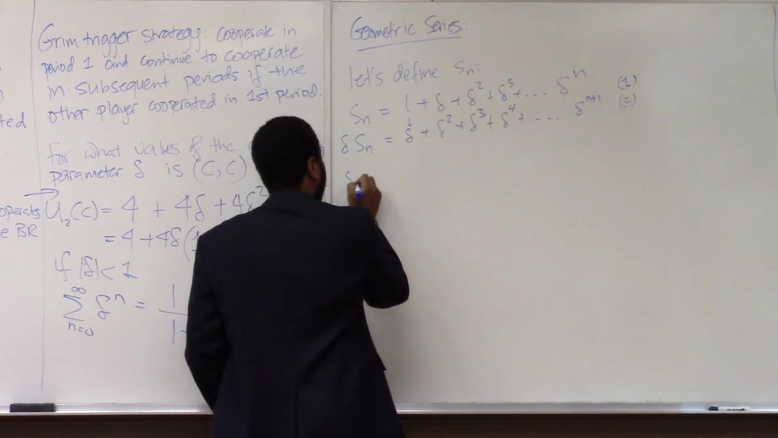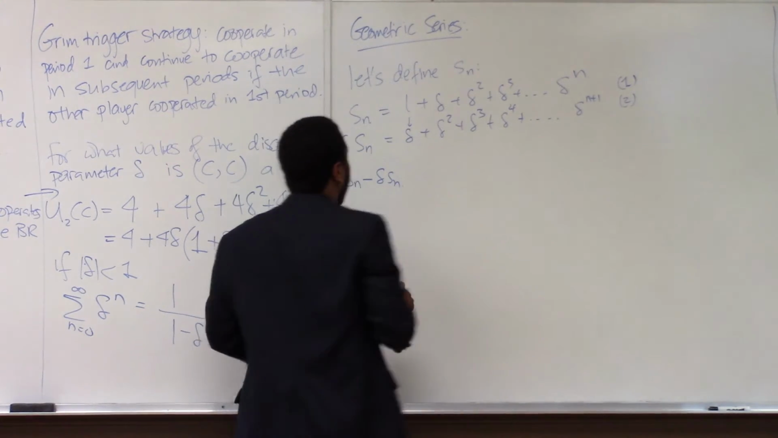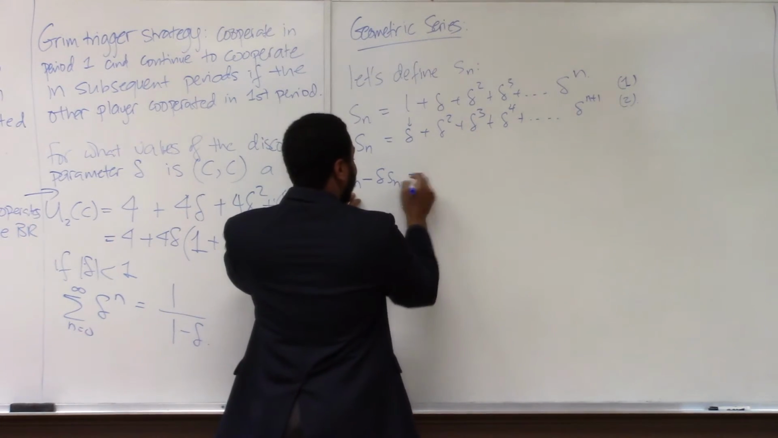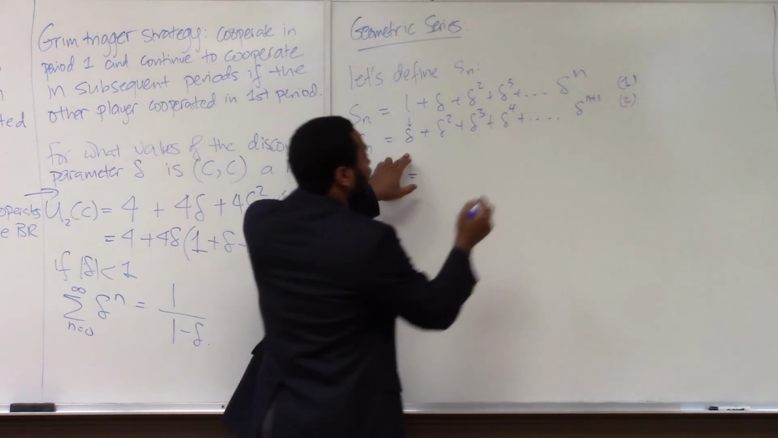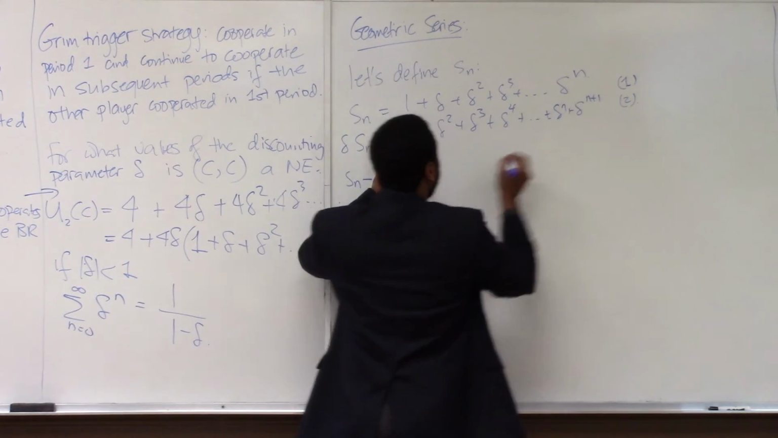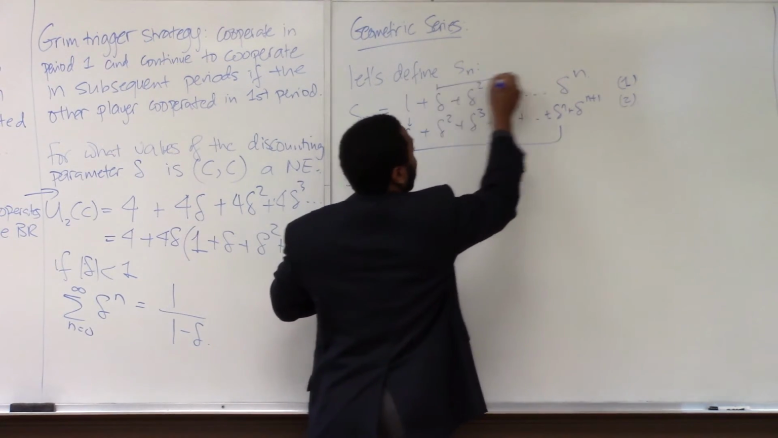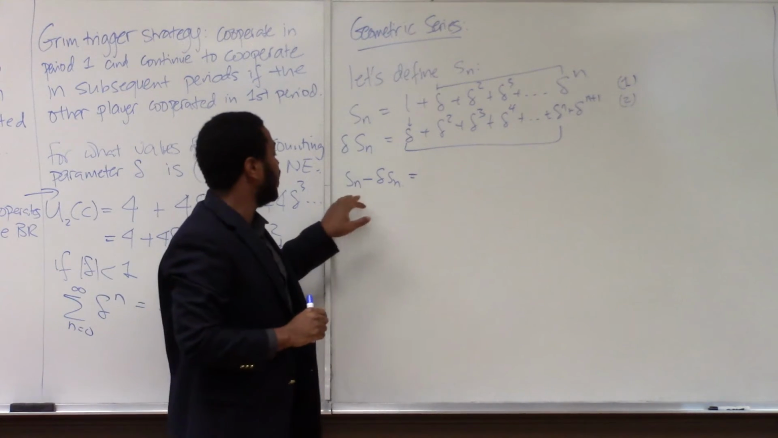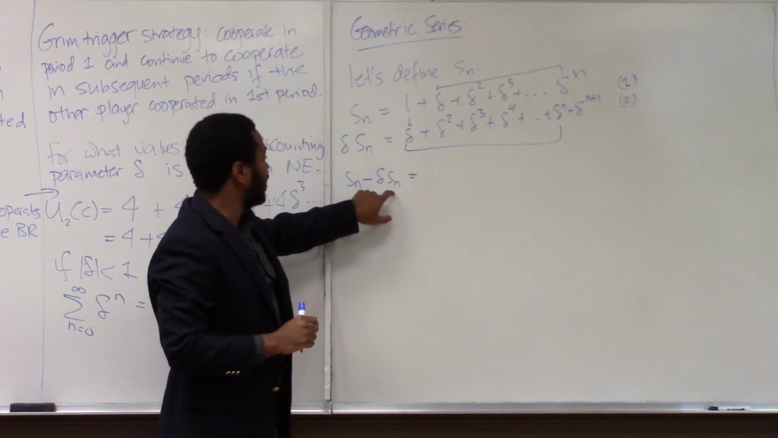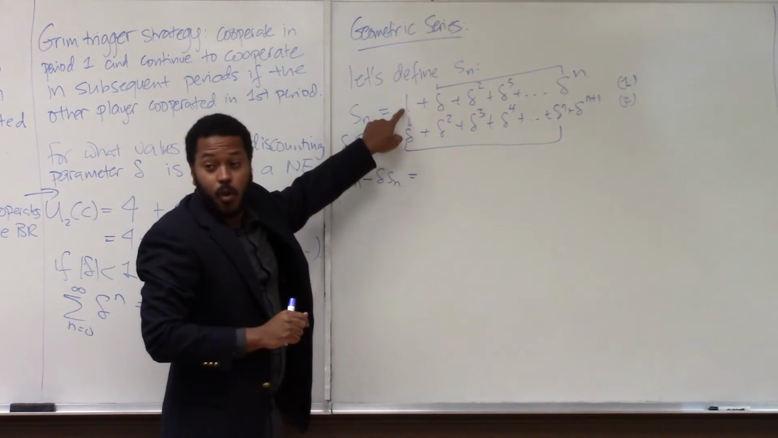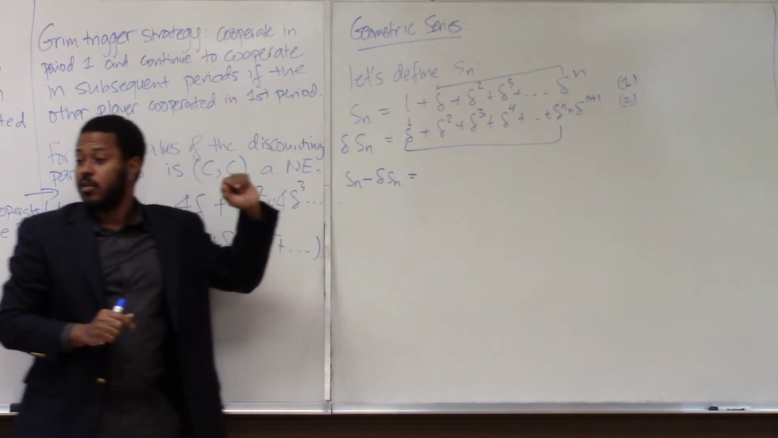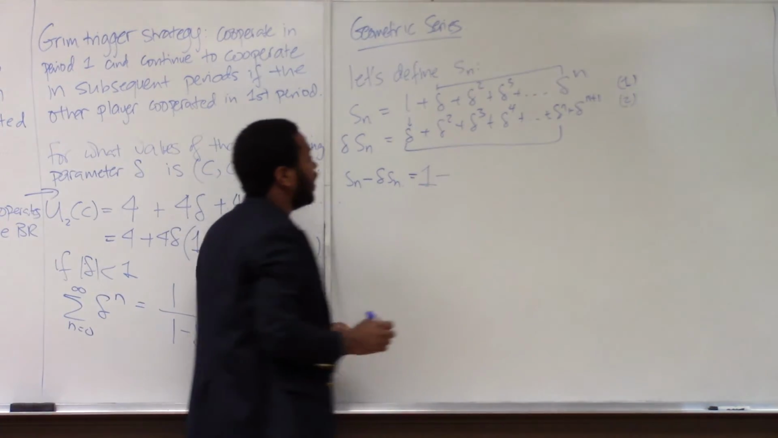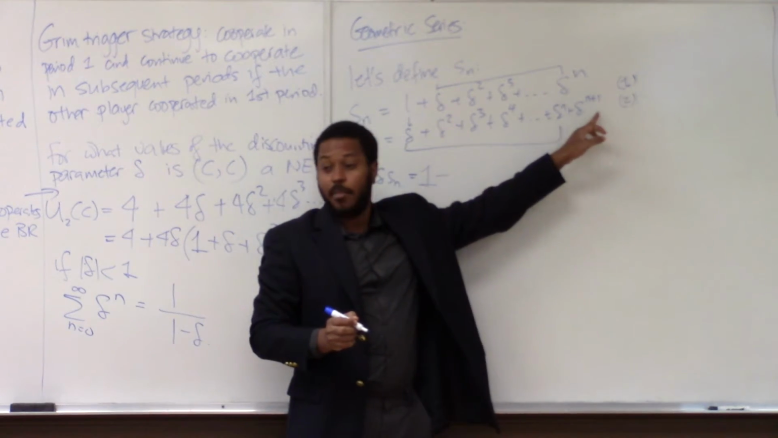Now, what is Sn minus delta Sn? We're assuming that delta is less than 1. You can see that all of the terms in the middle here are the same as these terms here. Does everybody see that? When we subtract delta times Sn from Sn, we're just left with 1 minus delta to the n plus 1.